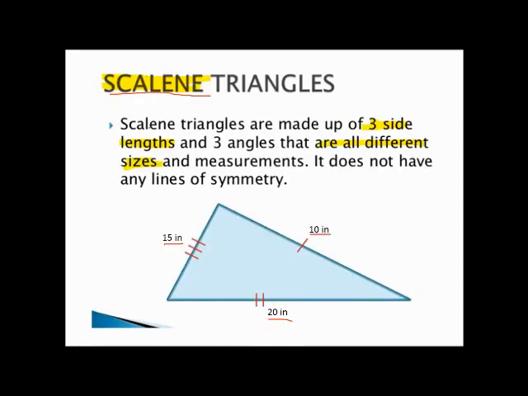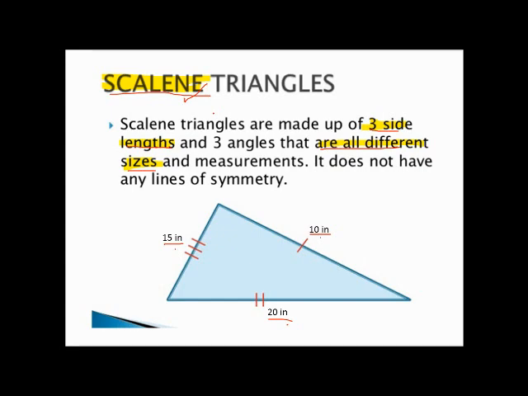The third triangle, we said that the three side lengths are not equal. They are all of different sizes. Let's look here: 10 inches, 15 inches, and 20 inches. So none of them is equal to the other, right? They are all different sizes. They are not the same. So if I find a triangle looking like this, having three different side lengths, I name it a scalene triangle.